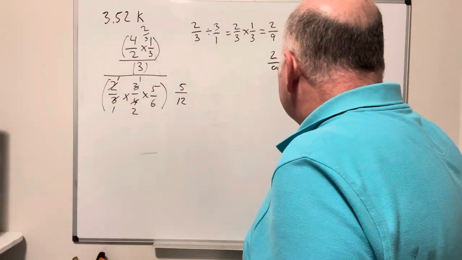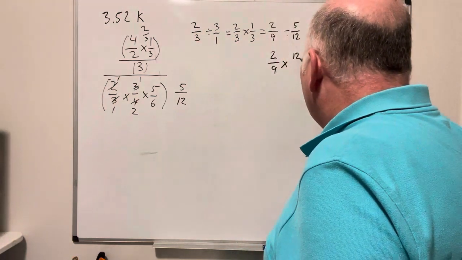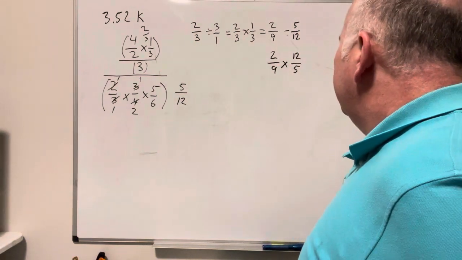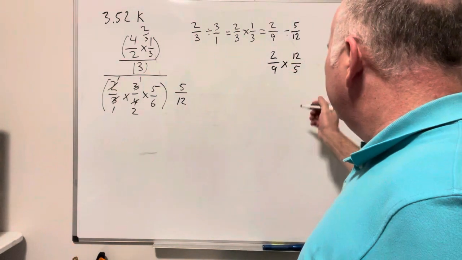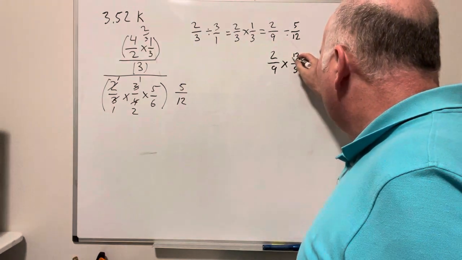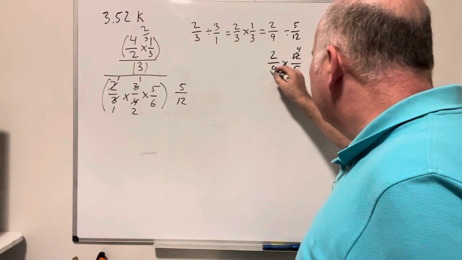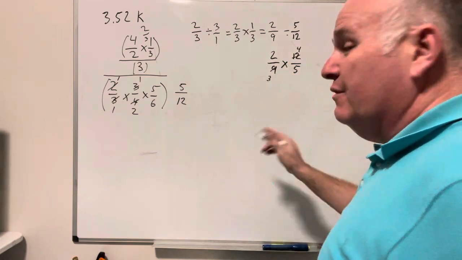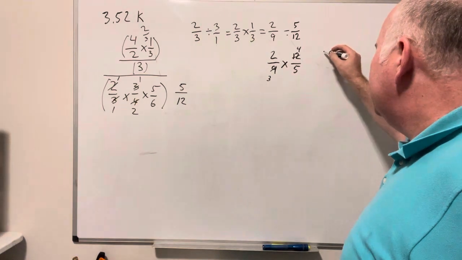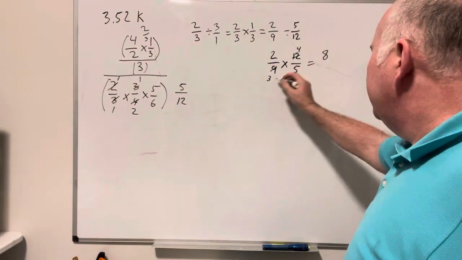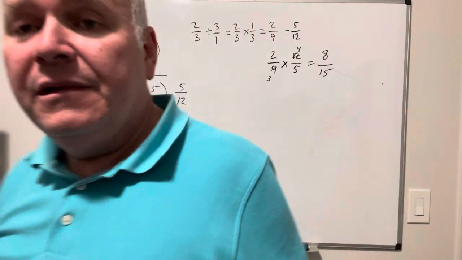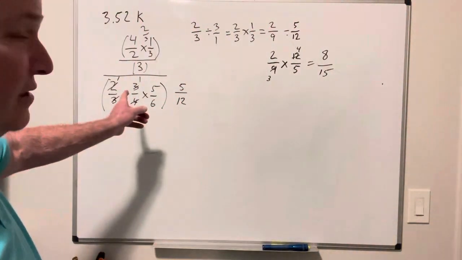So that's 2/9 times 12/5. Okay? And then we could go through and then reduce. Let's reduce now. So 3 goes into 12 4 times. 3 goes into 9 3 times. So I multiply straight across. 2 times 4 is 8. 3 times 5 is 15. That's the answer. That's it. You're done. That's the answer to this problem.